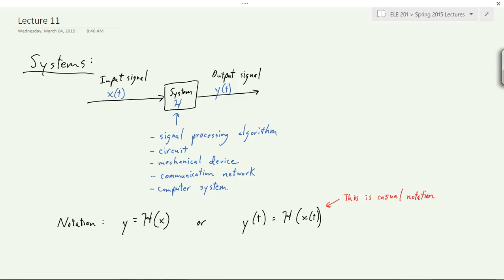Just like in convolution, you might like this because it allows you to plug in something instead of x, like a time-shifted version of x or something, and it's very easy to write it, though it is less precise. So you just have to remember that notation really means the thing on the left. Same with convolution.